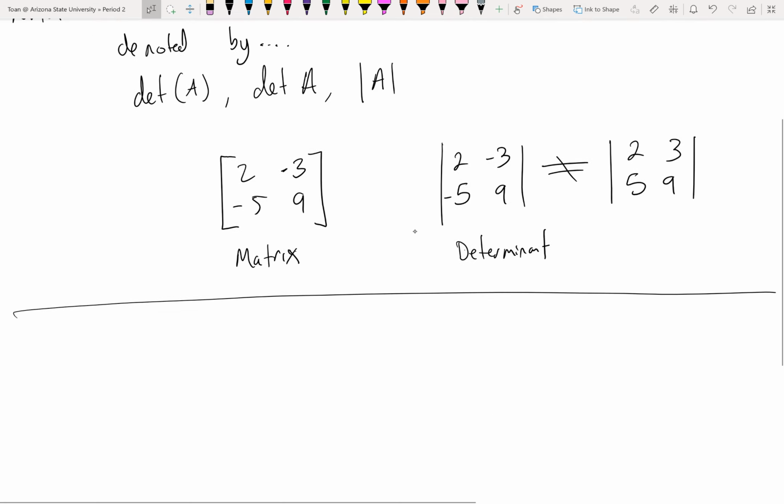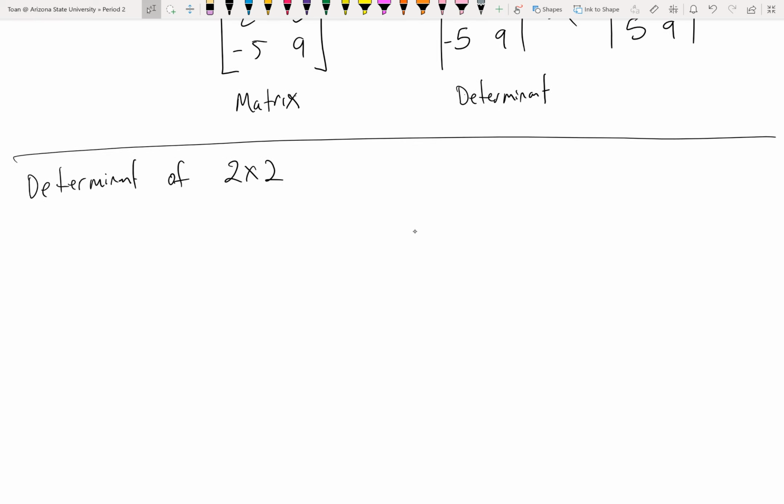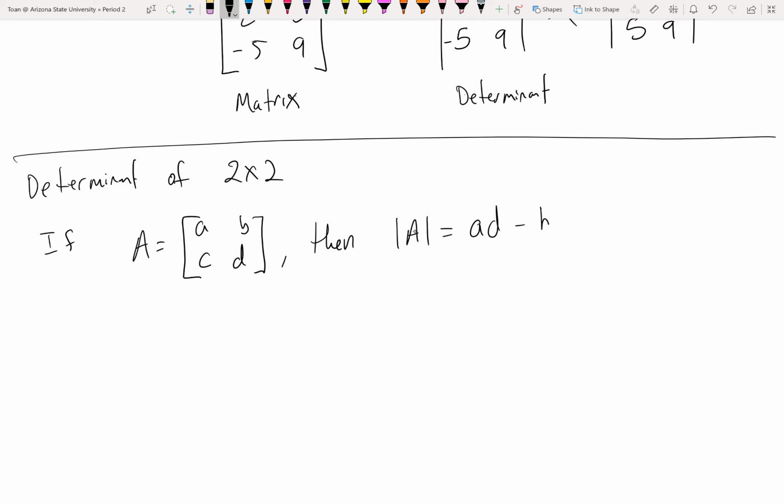So let's go ahead and talk about how we find them. So the determinant of a 2 by 2. I'll first write down the definition, and then I'll show you the visual interpretation, the visual shortcut. So, if matrix A is a 2 by 2 matrix filled with random numbers, I'll just use a, b, c, d. All right, they stand for random numbers. Then, the determinant of matrix A is this formula, ad minus bc.